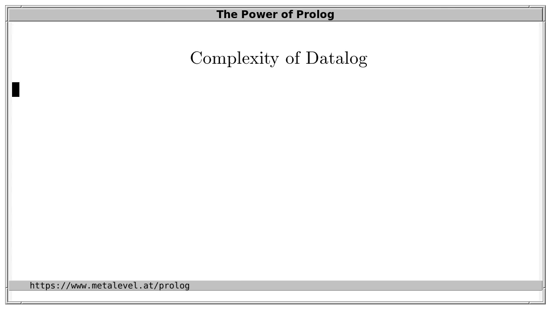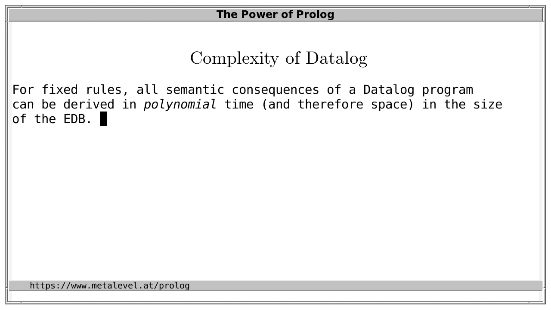Now, let's think about it. How hard is it to evaluate a Datalog program? Well, as already mentioned, if we regard the rules as fixed, then all semantic consequences can be derived in polynomial time, and therefore also space, in the size of the EDB. And that's the most relevant factor in practice, because there's often only a small number of rules, but the EDB can be huge. So that's good news.